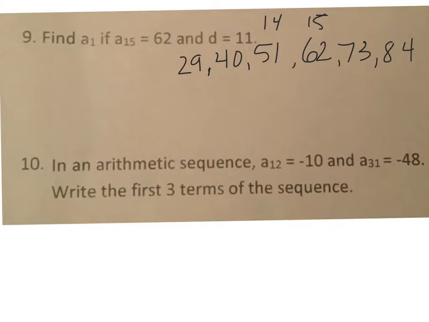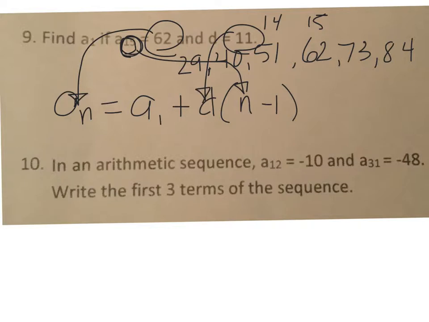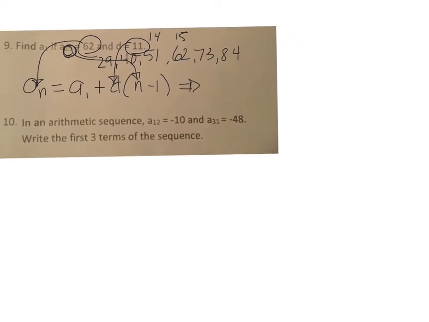The other way is to use our formula, which says a sub n equals a sub 1 plus the difference times n minus 1. Okay, so we know that the 15th term, which is your n value, is 62, which goes here, the actual term, and the difference is 11. So if I plug in all those things, I can figure out what my first term is. So 62 equals a sub 1 plus 11 times 15 minus 1.